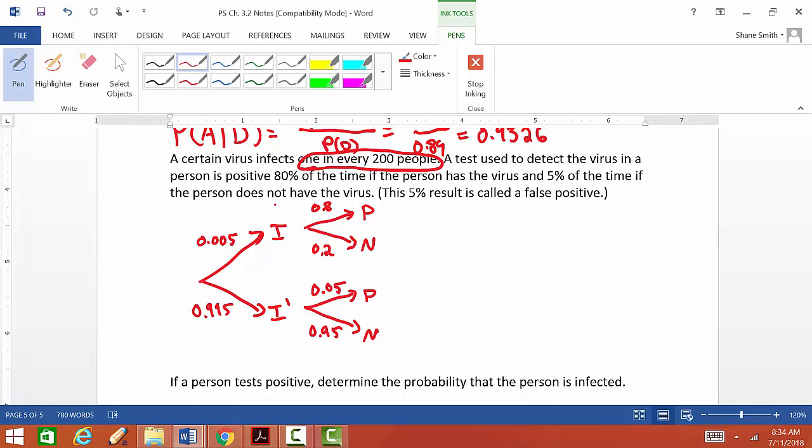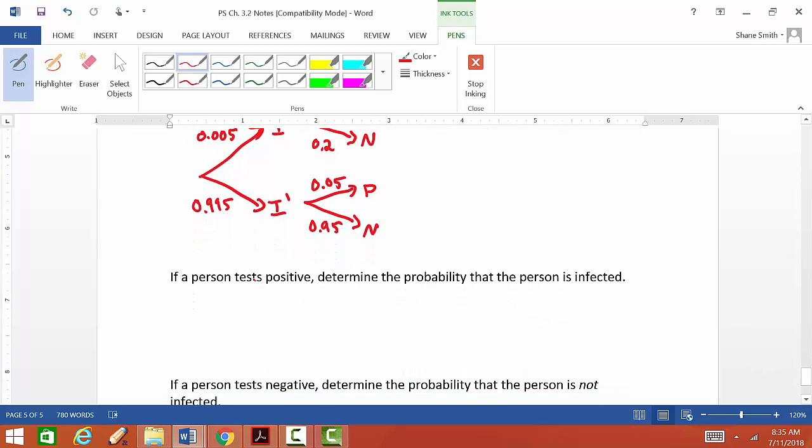So this is basically the setup for the problem. People are infected, they're not infected. If they're infected, there's an 80% chance the test says they're positive, 20% negative. And if they're not infected, there's a 5% chance they're positive and a 95% chance it's actually negative.